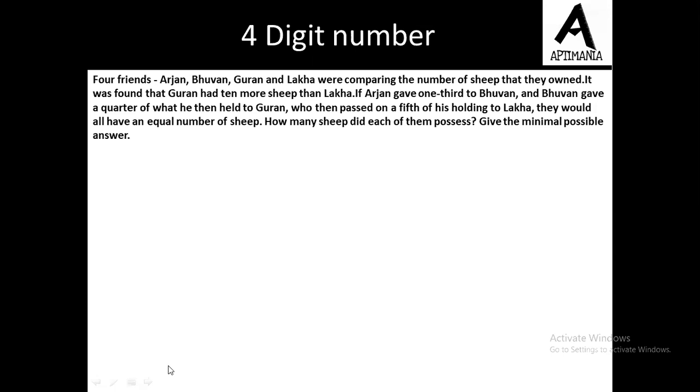If Arjun gave one third of his sheep to Bhuvan, Bhuvan gave a quarter of what he then held to Guran, who then passed on a fifth of his holding to Lakha, they would all have an equal number of sheep. How many sheep did each of them possess? We need to give the minimum possible answer.